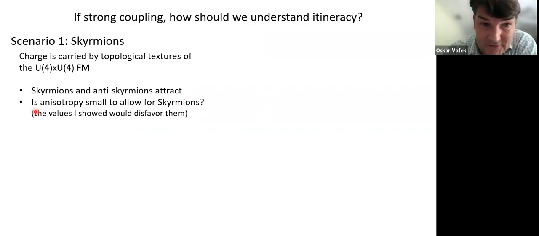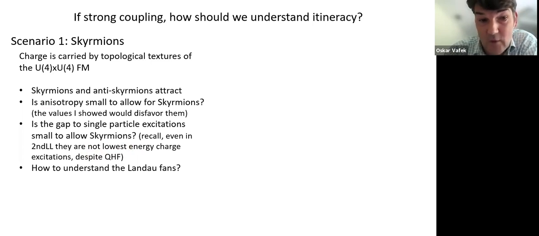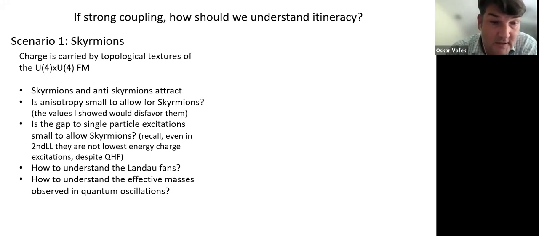Now, the question is: is the anisotropy really that small to allow for skyrmions? In particular, the values I showed for the calculations we have done would disfavor them. Is the gap to single-particle excitation small enough to allow skyrmions? So for example, remember that in the second Landau level, despite the fact that we have quantum Hall ferromagnetism, the skyrmions are not the lowest energy charge excitations. How do we understand the Landau fans? In particular, the well-known experimental fact that the Landau fans point away from the charge neutrality point. How do we understand the effective masses observed in quantum oscillations, which are seen to be essentially linear in the filling?